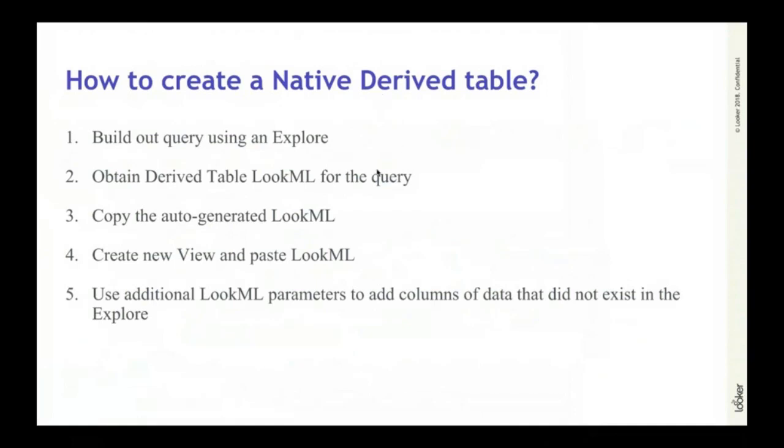You'll understand what that means in a bit. I'm actually just going to do the walkthrough for you, but essentially you're building out the query in Explore, and then there's a couple of buttons that you press that will auto-generate LookML for you. Then we'll create a new view file, paste that LookML in, and then you have your new native derived table view file that you can join into your Explores, or define a new Explore with it.